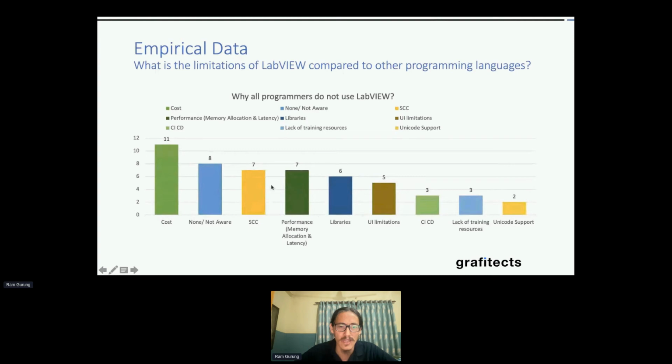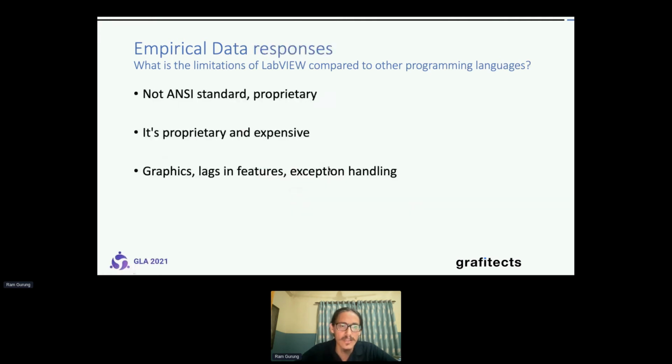And memory issues actually come together with source code control. Some people still believe the libraries are lacking, maybe compared to Python, which is highly popular with a lot of libraries. Five of them actually said UI limitations, and continuous integration and continuous deployment. Hopefully these are the things. Some people say that some of the training resources are also lacking. And finally, Unicode support is also there. So these are a few of the open-ended responses.